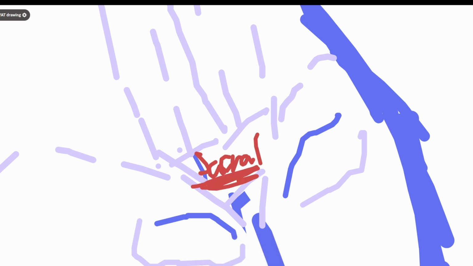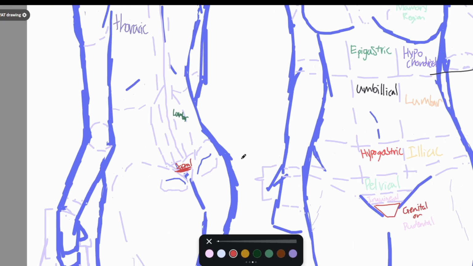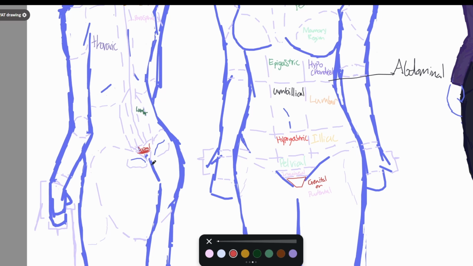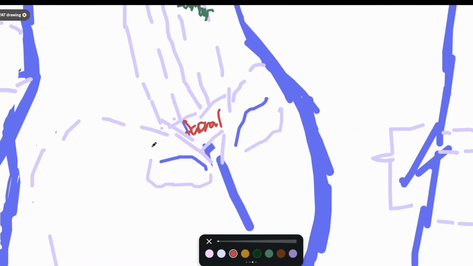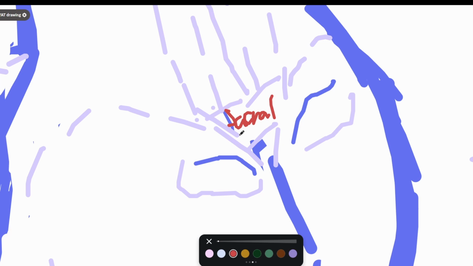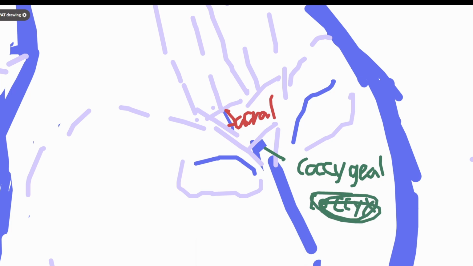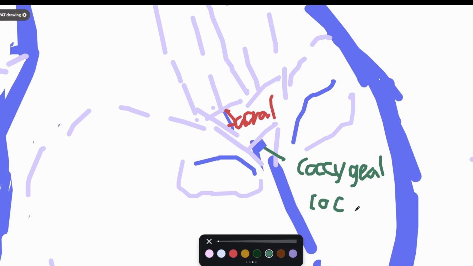How I like to remember this is it's on your back, kind of near your butt. And so it's sacred in a way. So sacral, sacred. This is called the coccygeal. Oh shoot, that might be a little bit too hard to see. My bad. Remember the coccyx? How do you spell that? Coccyx, which is your tailbone. I think this is how you spell it. I'm really bad at spelling, guys.